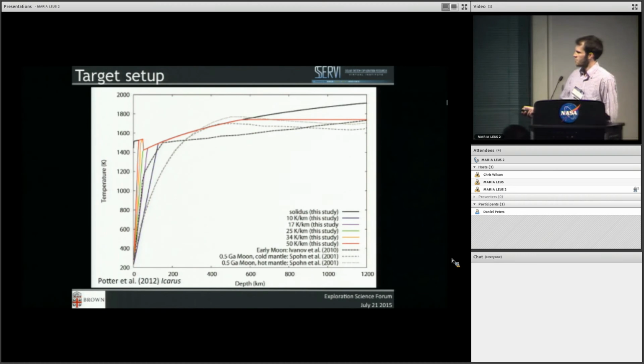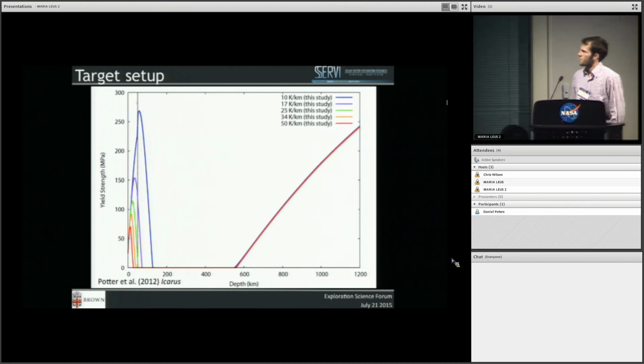So the thermal profile we therefore used is highlighted by this red line here, which is equivalent to a target thermal gradient of 50 kelvins per kilometer. As a consequence of using these very hot, high gradient thermal targets, the internal structure of the moon can be significantly weak. So for example here, the upper mantle of the moon is essentially strengthless due to the temperatures being at or close to the solidus of the mantle itself.